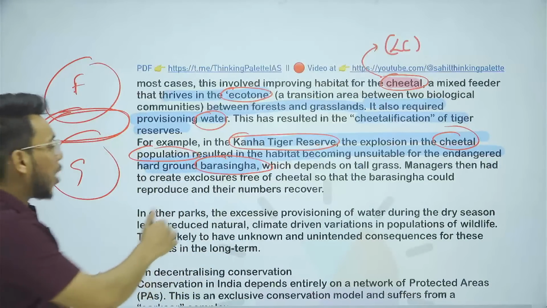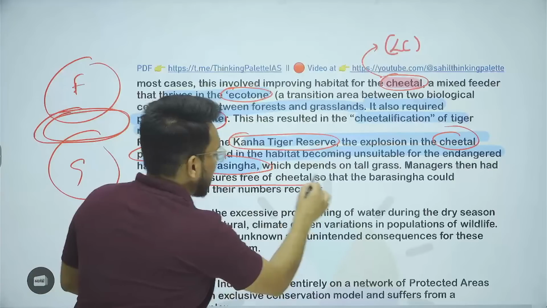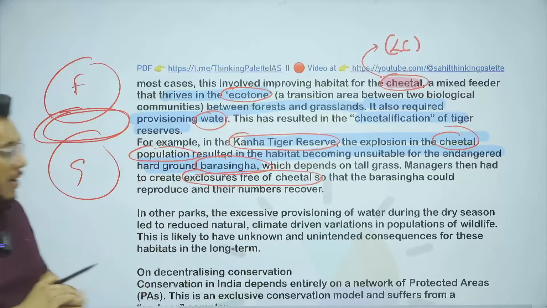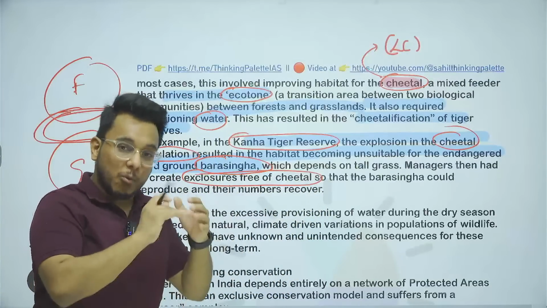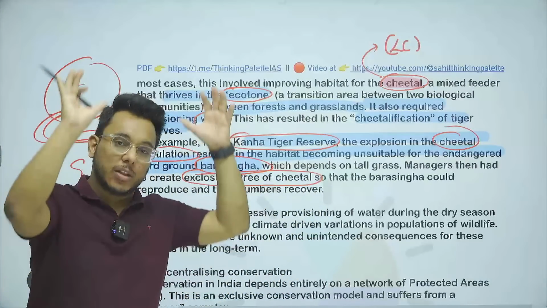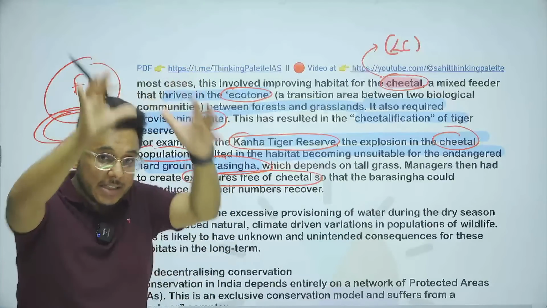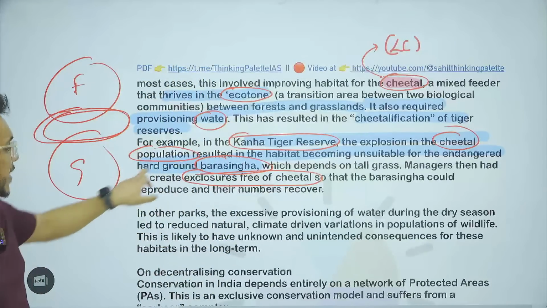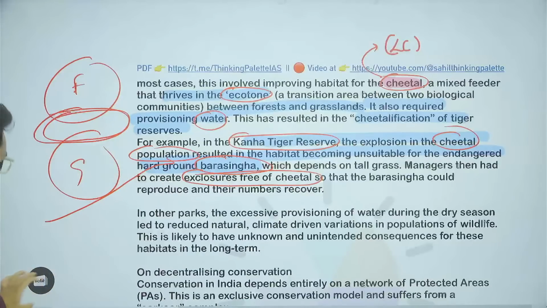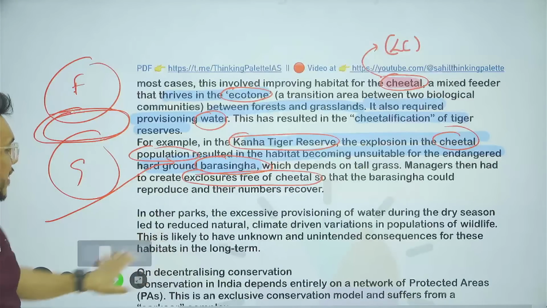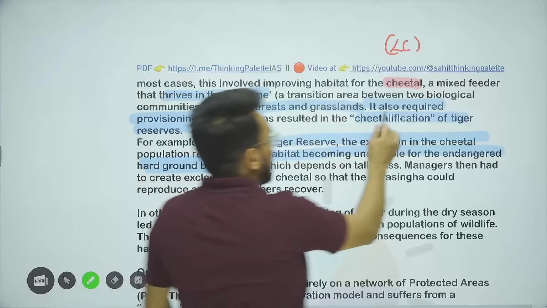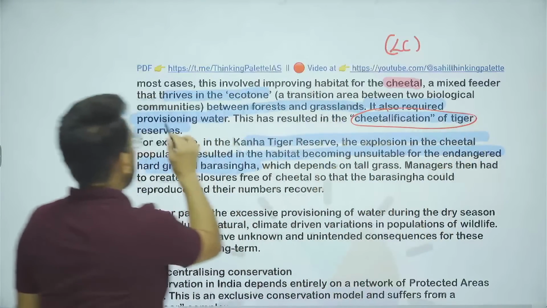So now exclosures are being created which are free of cheetal. What happened? We tried to increase the number of one species, the cheetal, but it is leading to a problem with respect to the Barasingha. This is a very big problem, and it is also called the cheetalification of tiger reserves.